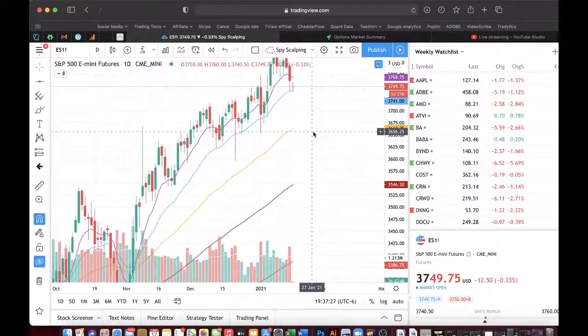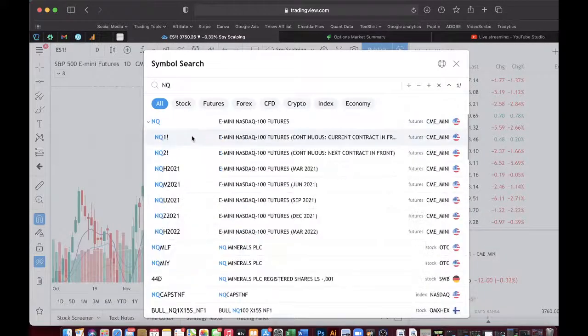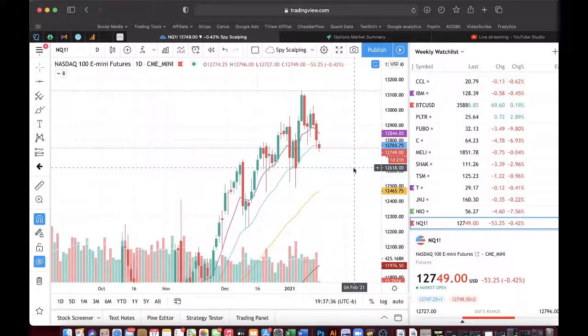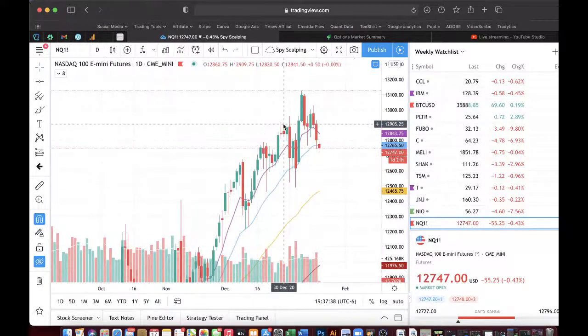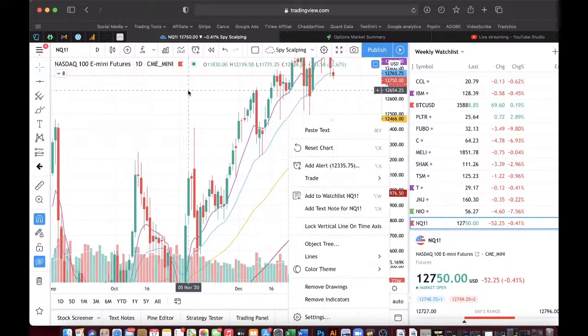21 EMA, and we'll just check the futures as well. So NASDAQ futures are somewhat breaking it right now, not too big of a concern because it hasn't closed below, obviously. So that's going to be something I'm watching as well.